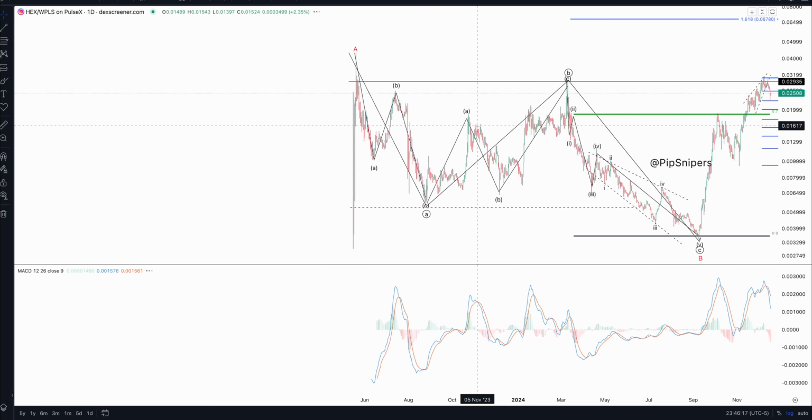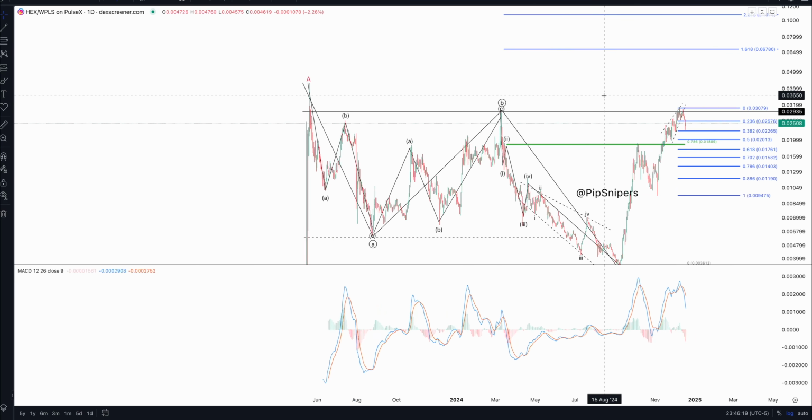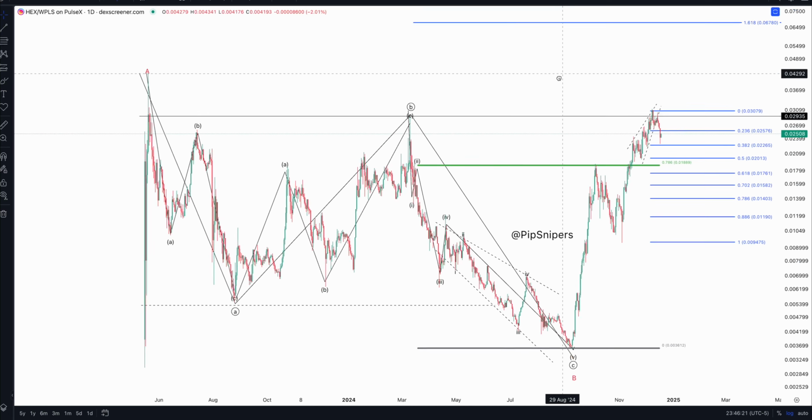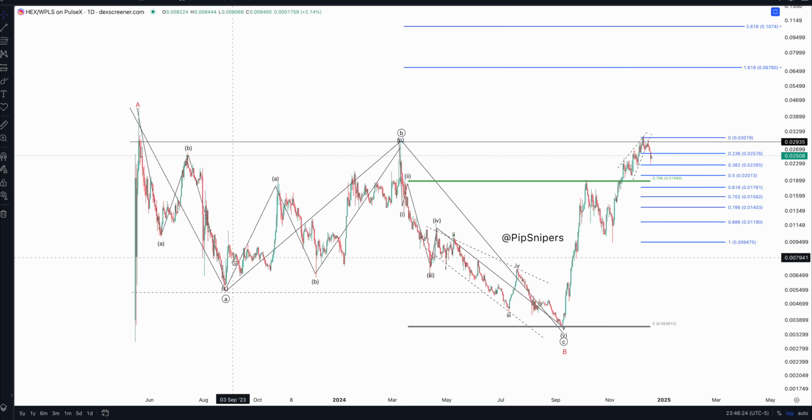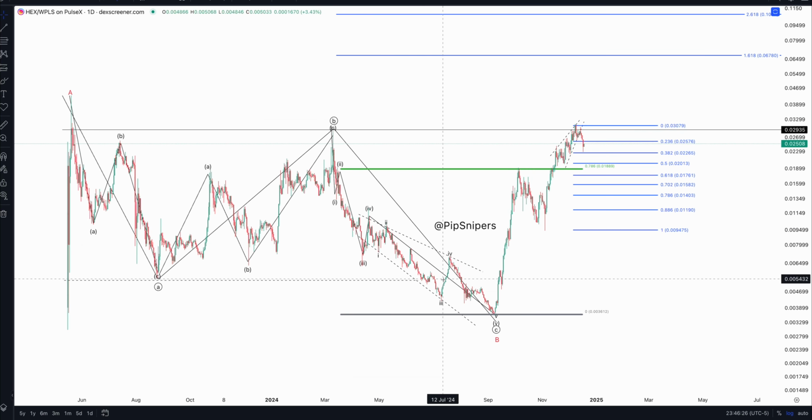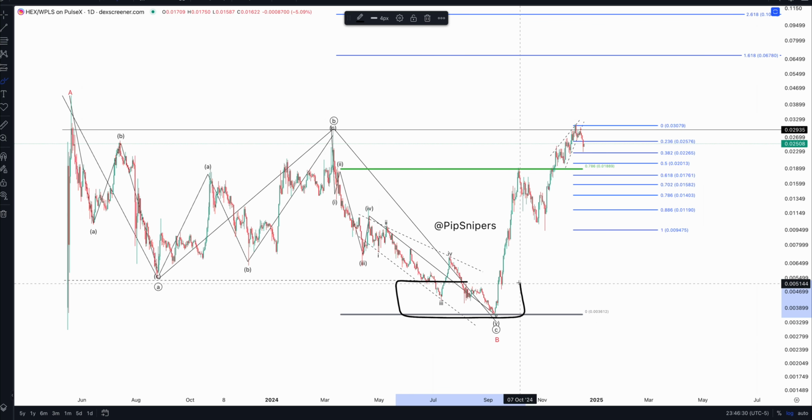Okay, so this is eHEX, right? Same concept as PLS and PulseX. 3 down in your A, 3 up in your B, 5 down in your C, with deviation below the range. Now we call this publicly on Twitter, we call this bottom.